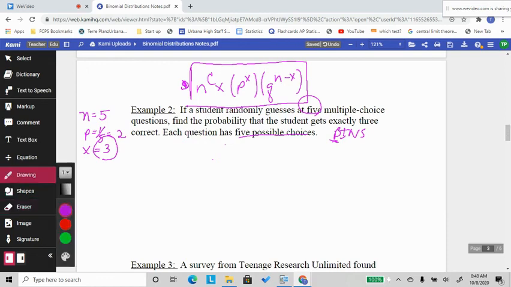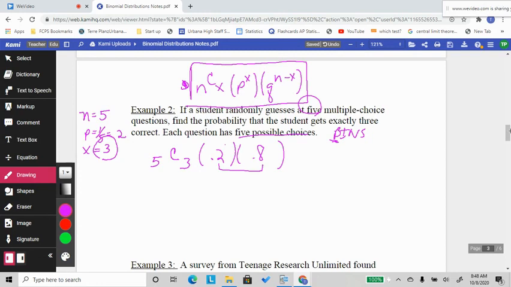All right, so here we go. So I have 5 things, and I'm choosing 3 to be right. So I want 3 right. So that says I have 5 questions and I'm choosing 3. Then the probability of being right is 0.2. I'm totally guessing. It has 5 choices. So if this is the probability of being right, this is the probability of being wrong. These always will add up to 1. It's either right or wrong.